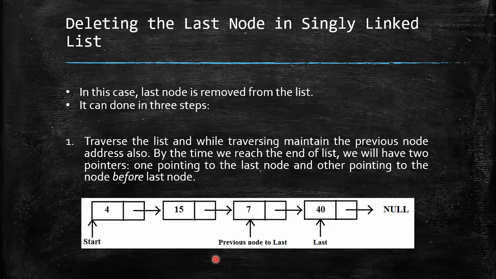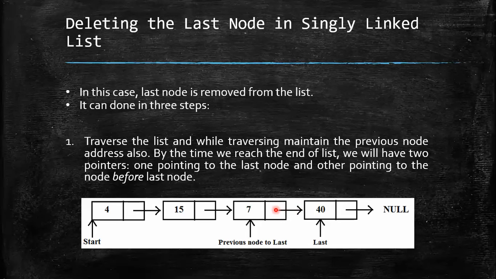video, where we were trying to insert an element in the middle of a list, that is at a particular position. So here the step tells that to traverse the list, and while traversing maintain the previous node address also. Why are we maintaining the previous node address? Because generally, if we want to remove the last element, all we have to do is make the next pointer of the previous node to null.